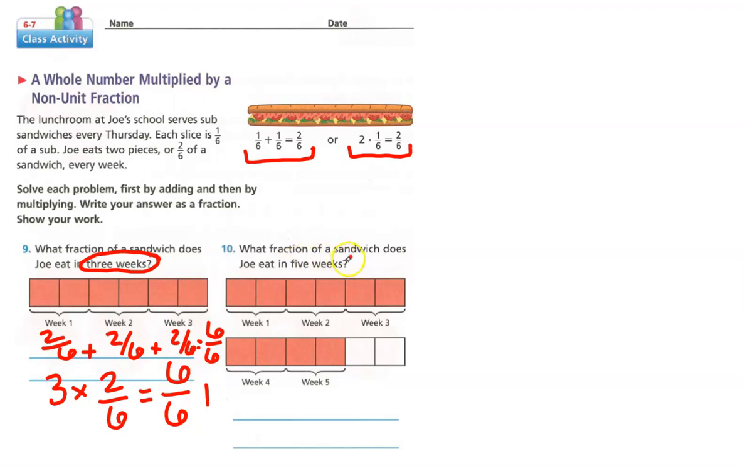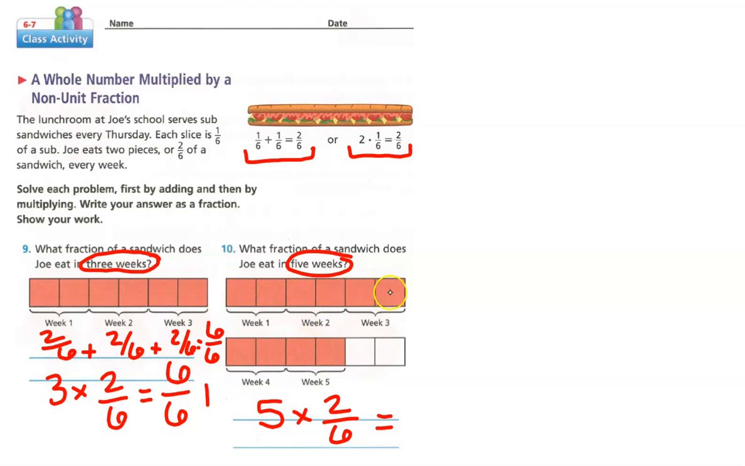All right, so now in number 10, it wants you to figure it out for 5 weeks. You don't need to write down the addition one. On this one, I want you just to do the multiplication. So how many weeks is Joe eating? Joe is eating for 5 weeks. What's the size of the share that he eats every week? He's eating 2/6 of a sandwich. And then that wants us to solve. Well, you can look at your model that they showed you here.